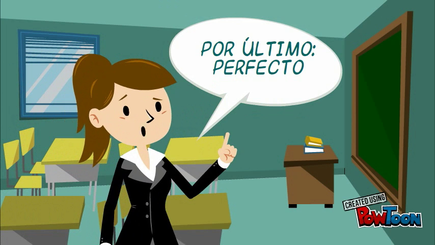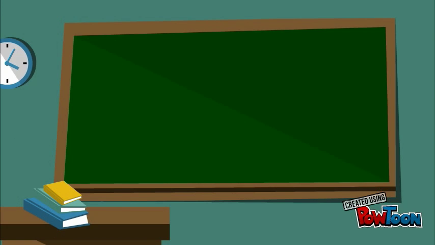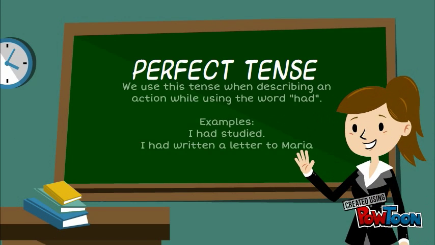Finally, we have past perfect. The perfect tense is used when we're describing actions in the past by using the word had. For example, I had studied and I had written a letter to Maria.